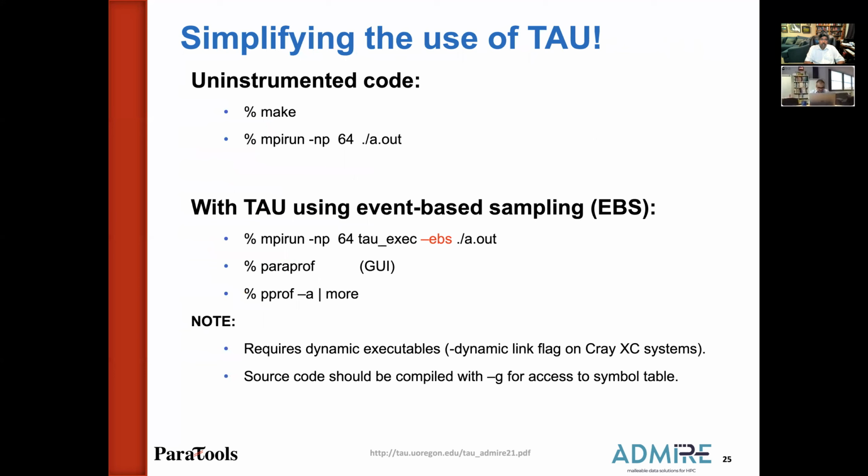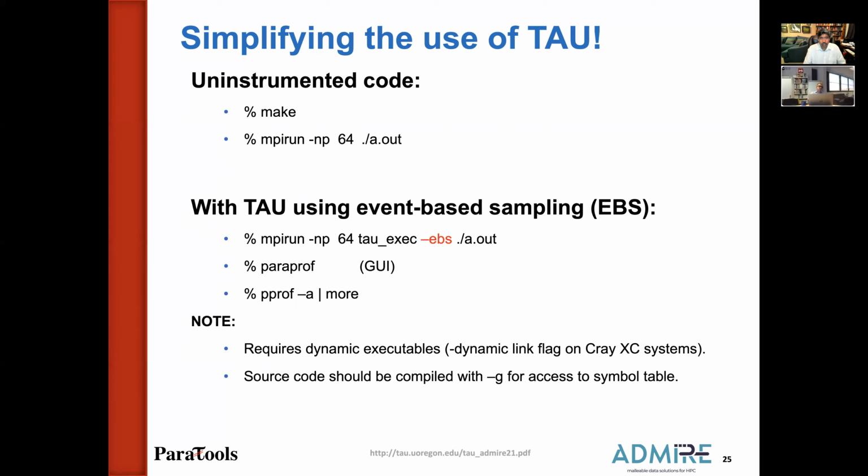Now with this, if you build your application, say using Make, and you run it with mpirun, then you can just launch it using tau_exec and enable event-based sampling. So you can capture the timings in MPI using just tau_exec, but you can also say tau_exec -ebs, or event-based sampling. So it can measure the time spent in the rest of your code and then launch paraprof and pprof for looking at the profiles.